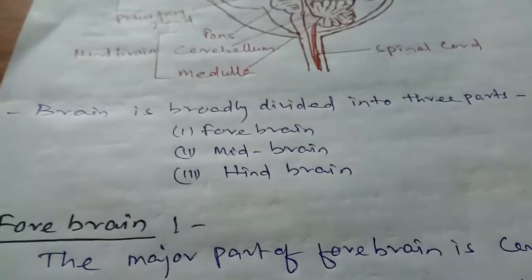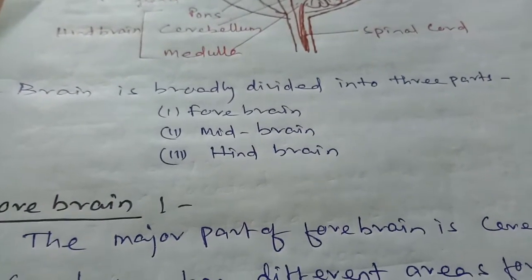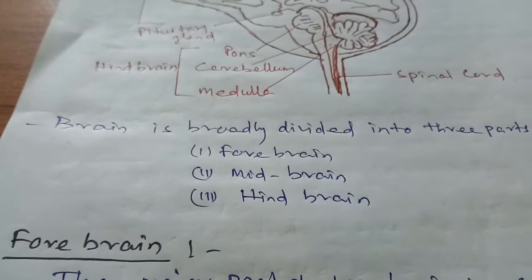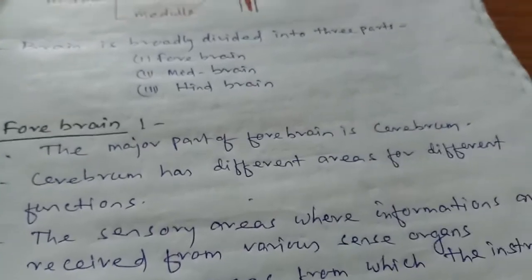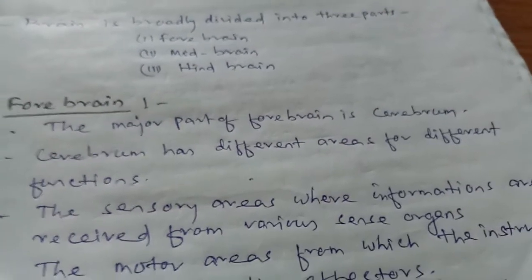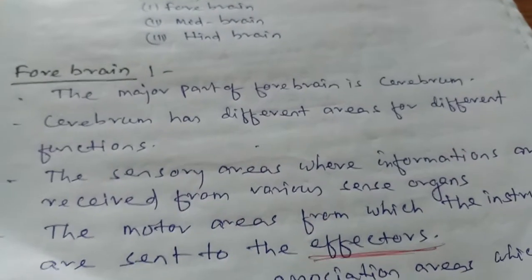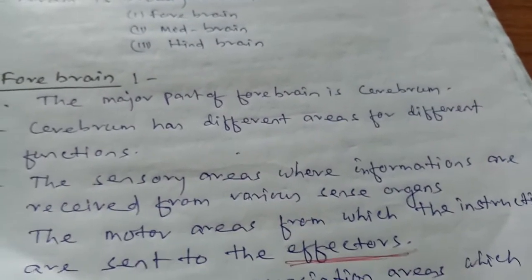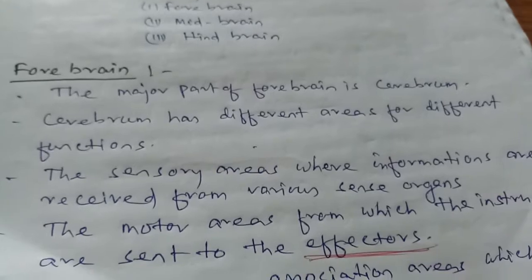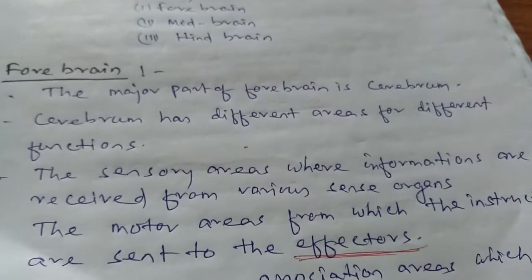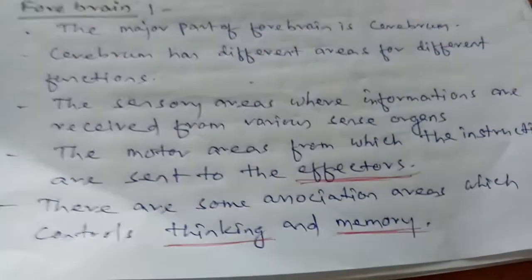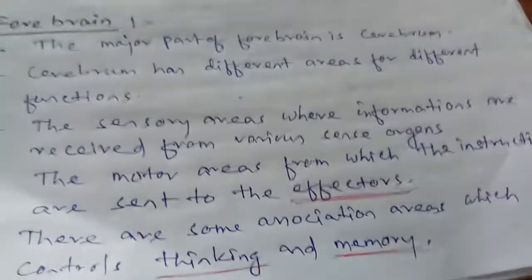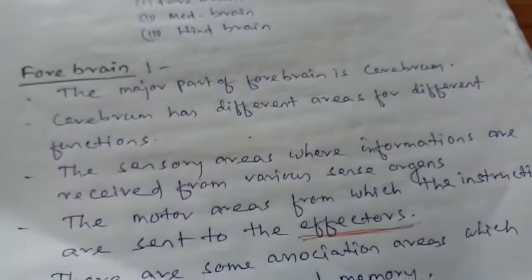Students, the brain is broadly divided into three parts: forebrain, midbrain, and hindbrain. Let us understand the functions of each part. The major part of the forebrain is the cerebrum. It has different areas for different functions. The sensory areas, where the information is received from various sense organs. The motor areas, from which the instructions are sent to the effectors. There are some association areas which control thinking and memory.